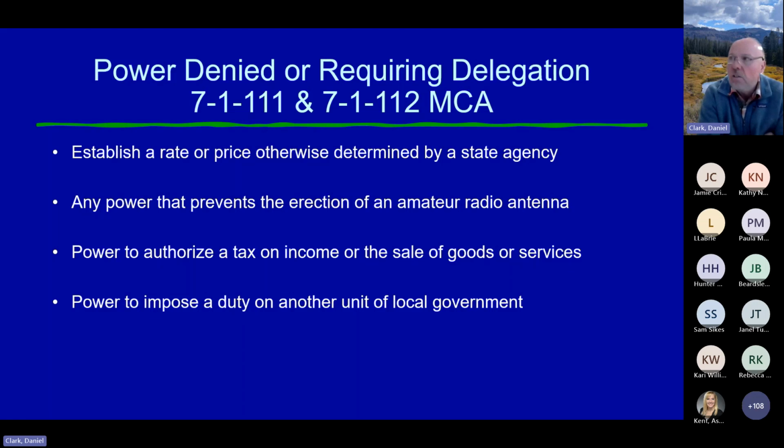Now, certain things are denied. Local governments cannot do these things, or they need to be delegated that authority by the legislature. So they can't establish a rate or a price otherwise determined by a state agency. So if DEQ has a fee for a permit, that's the fee, and you can't say, well, we're self-governing, we're going to change that. You can't prevent the erection or regulation of amateur radios being operated in vehicles or the erection of the antennas. And that's because amateur radios are part of the state's emergency response infrastructure. So we don't want to have a lot of regulation going on for those that practice. Can't do a sales tax, can't impose a duty on another local government. So there's more. That's just a handful of things that are excluded.